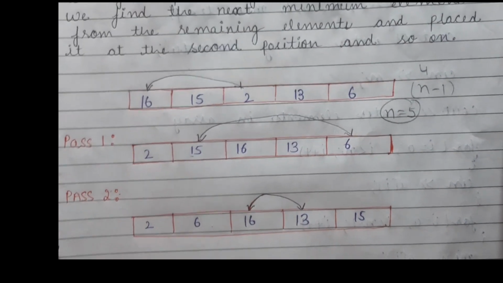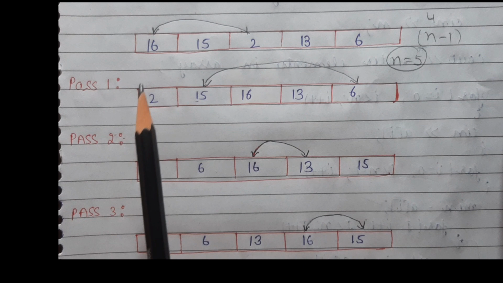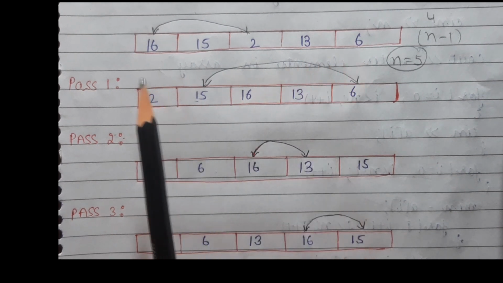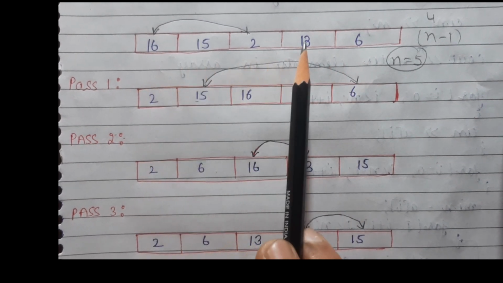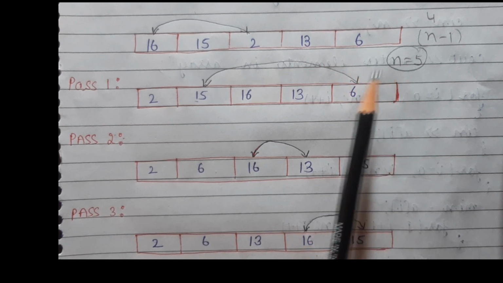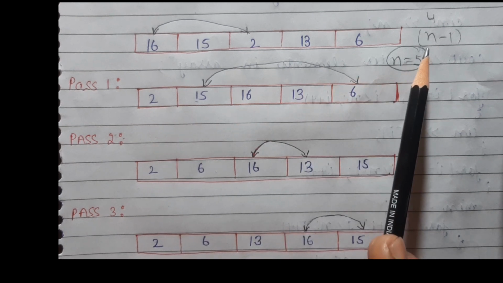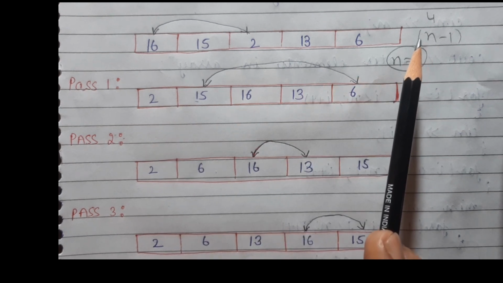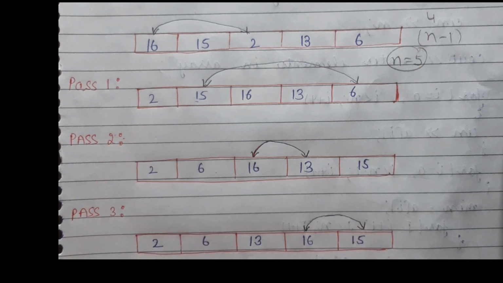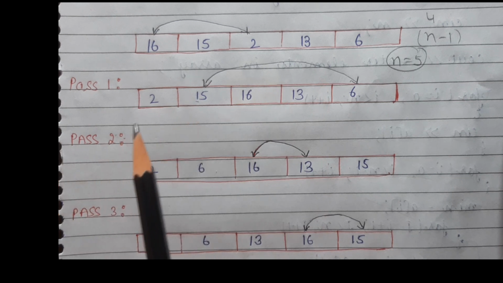So in this example, how many elements do we have? We have 5 elements in the array: 16, 15, 2, 13 and 6. N has a value 5. It means how many passes are required? N minus 1 passes are required. So n minus 1 is equal to 4. 5 minus 1 is 4. 4 passes are required to sort these elements using selection sort.